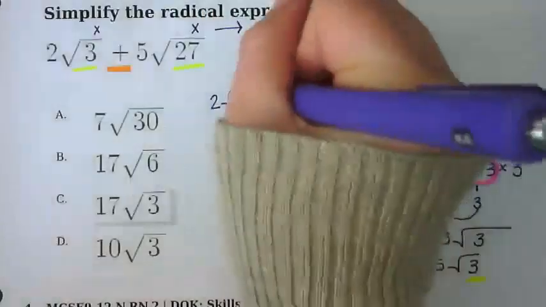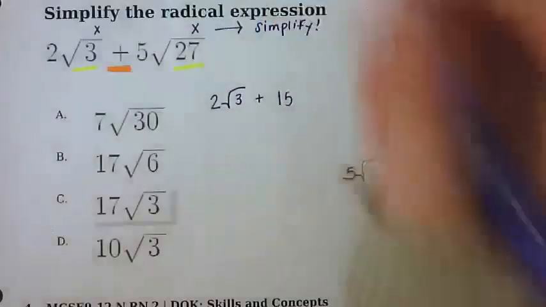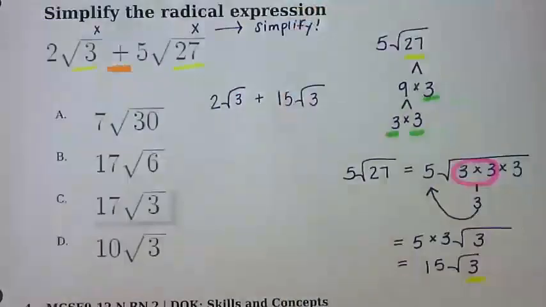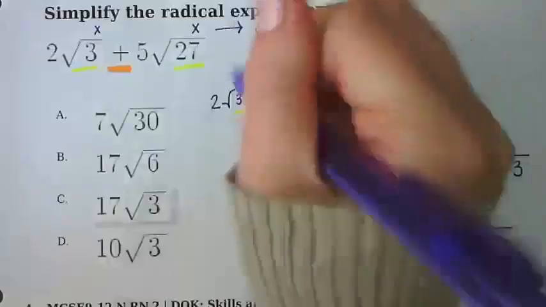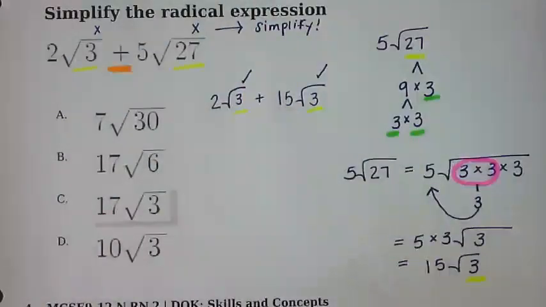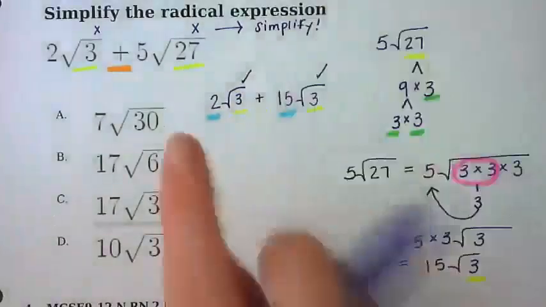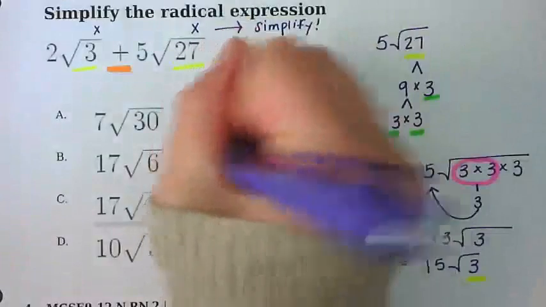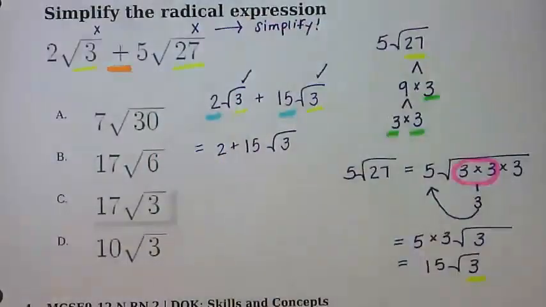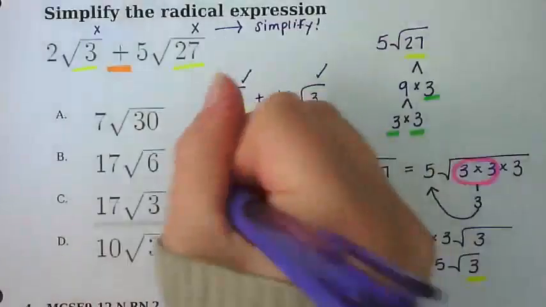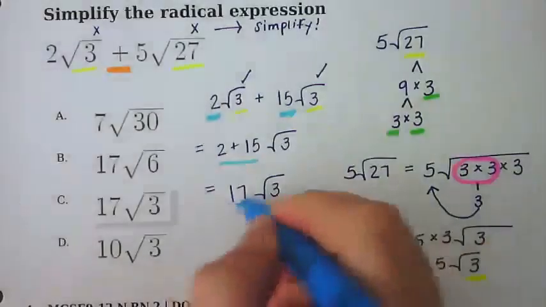So rewriting this, replacing 5 square root 27 with your newly simplified answer, 15 square root 3. We have the same radicand, so yes, once again, we can add. And what specifically do we add? We add the coefficients. In this case are 2 and 15. So 2 plus 15, then we keep radicand 3, giving us a final answer of 17 square root 3, which in this case was answer C.